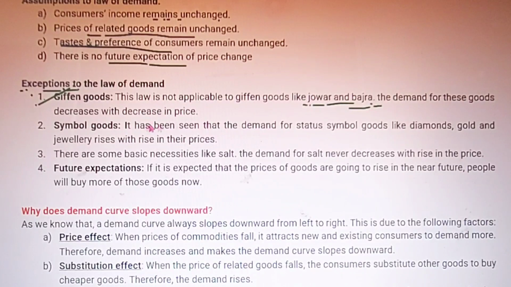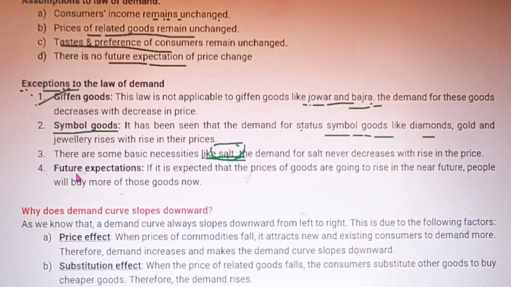Prestige goods means those goods which show status and prestige in society, like buying costly cars, diamond jewelry, gold, and so on. And there is one more, that is salt, the basic ingredient of our food. So whatever be the price of the salt, we will definitely consume it. So salt is not applicable in the case of the law of demand.